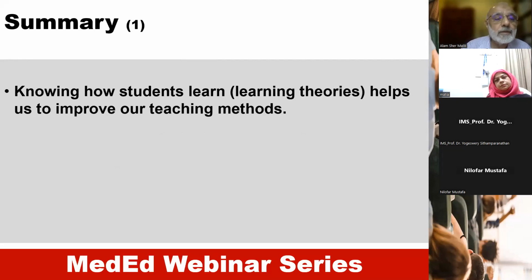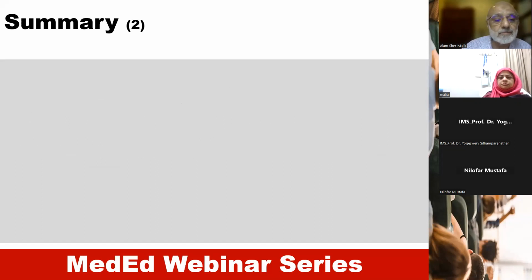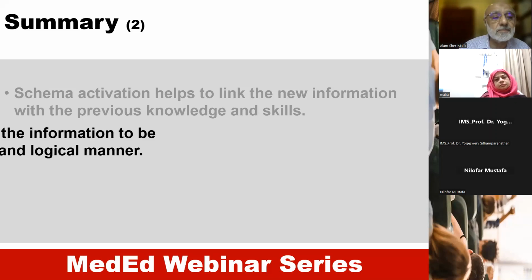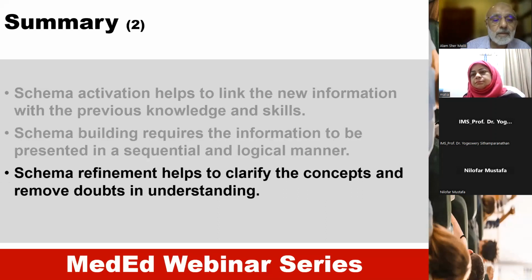In summary, knowing how students learn, our learning theories help us to improve our teaching methods. Constructivism covers most of the aspects of behaviorism, cognitivism, and social learning theory. Schema activation helps to link the new information with the previous knowledge and skills. Schema building requires the information to be presented in a sequential and logical manner. Schema refinement helps to clarify the concepts and remove doubts in understanding.